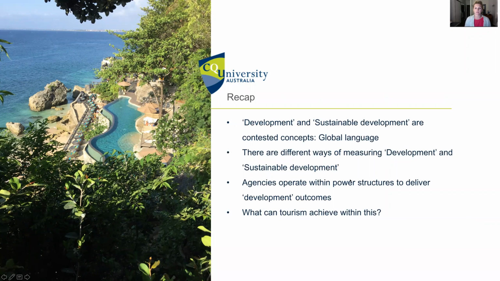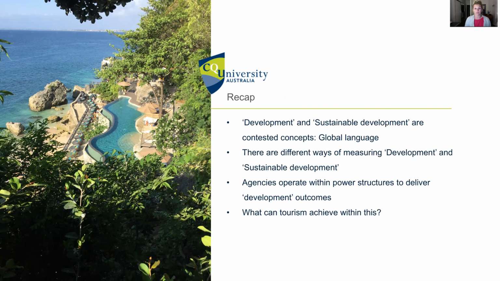There we go. Okay, so just to recap, drawing in what we've already spoken about, we have already discussed that development and sustainable development are contested concepts that are in the global language. So although everybody talks about it and everybody usually has a strong sense of what it is or is not, not everybody thinks it's the same thing.